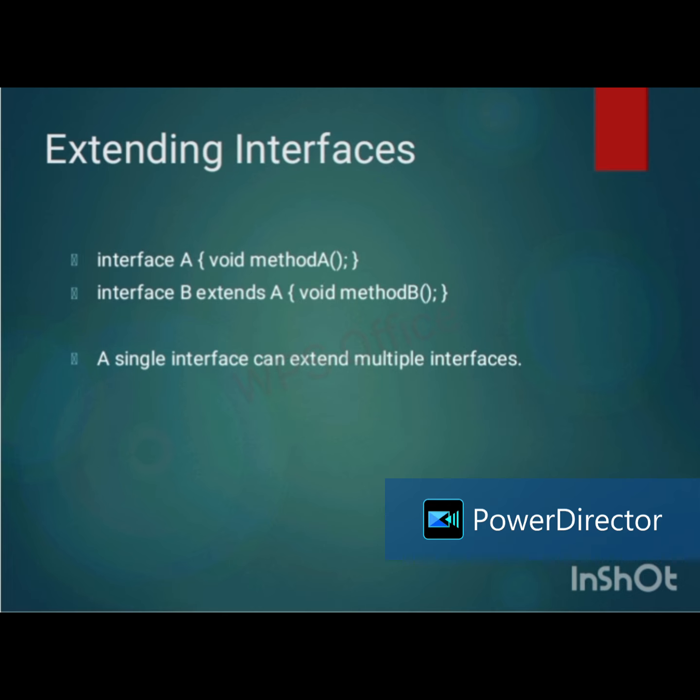Extending interfaces. In the previous slide, we saw how a class can implement multiple interfaces. But did you know that interfaces themselves can extend other interfaces? This is an important feature in Java that supports a modular and hierarchical structure of behaviors. Let's understand how this works with the example shown. In this example, interface B extends interface A. This means that B inherits all the abstract methods of A and can define its own additional methods.